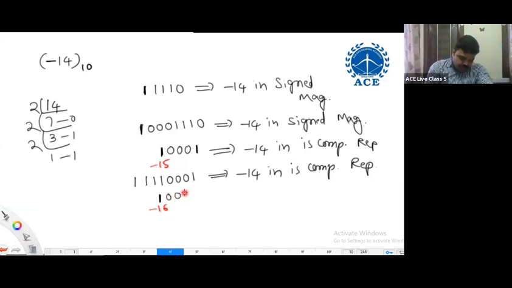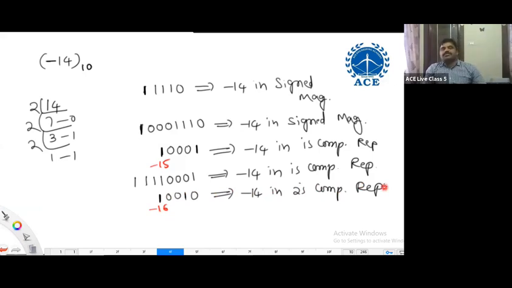1, 0, 0, 1, 0. It is minus 14 in 2's complement representation. Check it correctly. Minus 16 plus 2. It is minus 14. It is minus 14 in 2's complement representation.